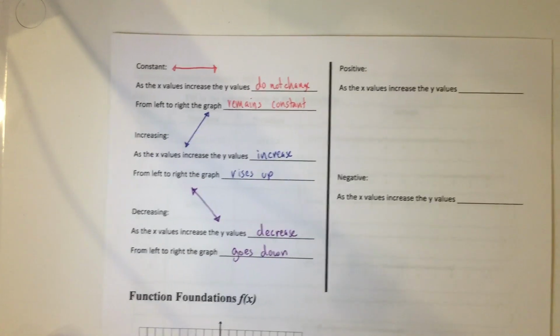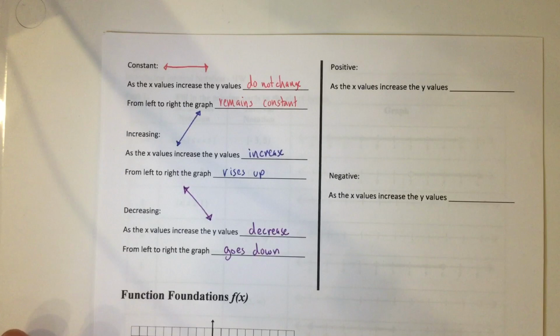Okay, so last we have positive and negative. Now, the reason why people struggle with this sometimes is because they get these two concepts mixed up together. So increasing and decreasing and constant deal with the actual function, whereas positive and negative deal with the value or the graph where it falls above or below the x-axis.